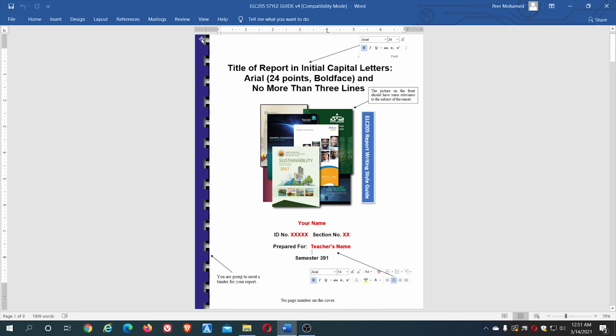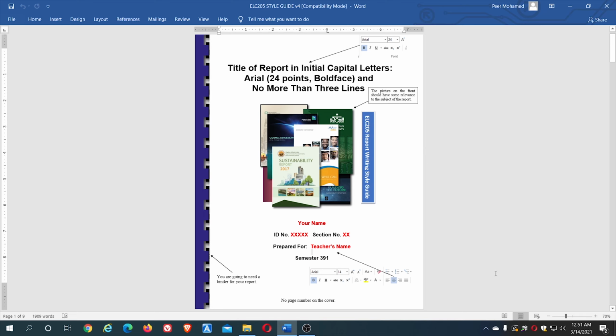So what you see here, this is a simple report of around 10 to 15 pages. So normally the students have spiral binding. This is known as spiral binding, or they call it plastic binding. I hope it's clear. This is the first page of your report.